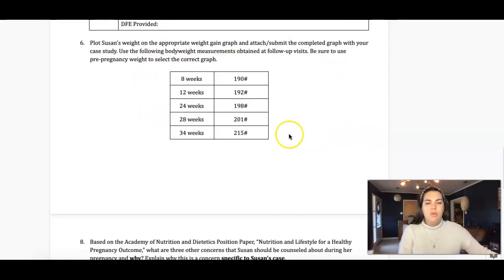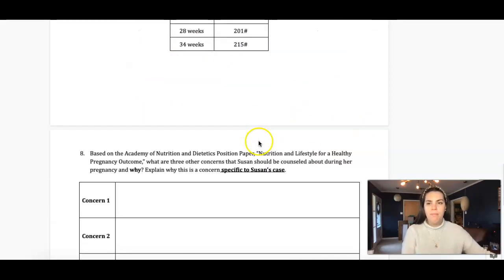Finally, you are going to plot her weight gain using the appropriate growth chart. So make sure that you are looking at her BMI and using the correct growth chart or weight gain graph to chart her weight changes. And remember the trick I showed you in class about first seeing how much weight change there has been before you actually go to graph it, just to make it easier. You don't need to do anything other than plot the points. You don't need to draw lines to connect the points or anything. Just plot the points along the graph and be sure that you include that in your case study submission. If you don't include that, you will have points deducted in this area.